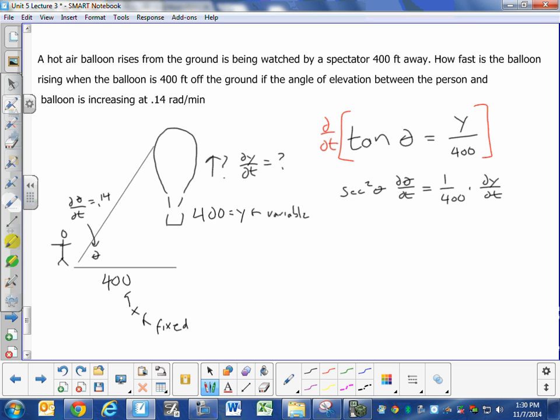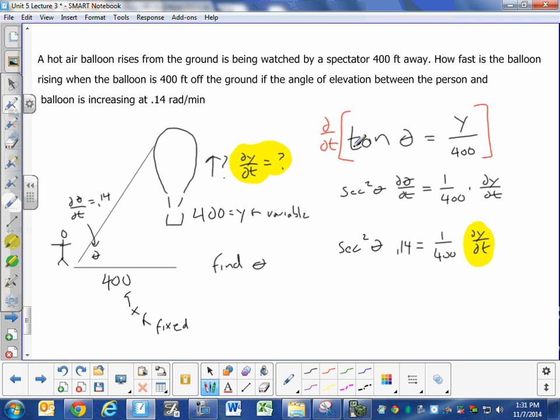Well, I know dy dt. That's what I'm trying to find. So I don't know that, but I do know what d theta dt is. So I have secant squared theta. D theta dt is 0.14. I have 1 over 400 dy dt. Well, I need to find theta if I'm going to solve for dy dt. This is what I'm trying to find. So that means I need this.